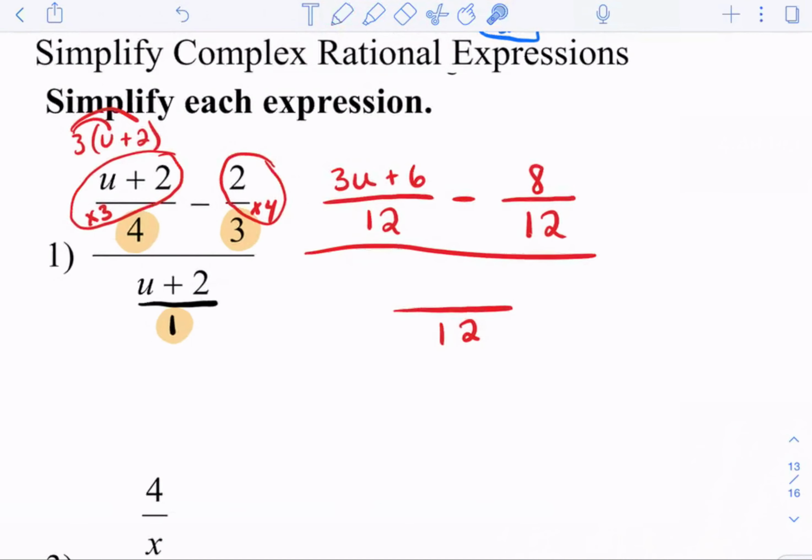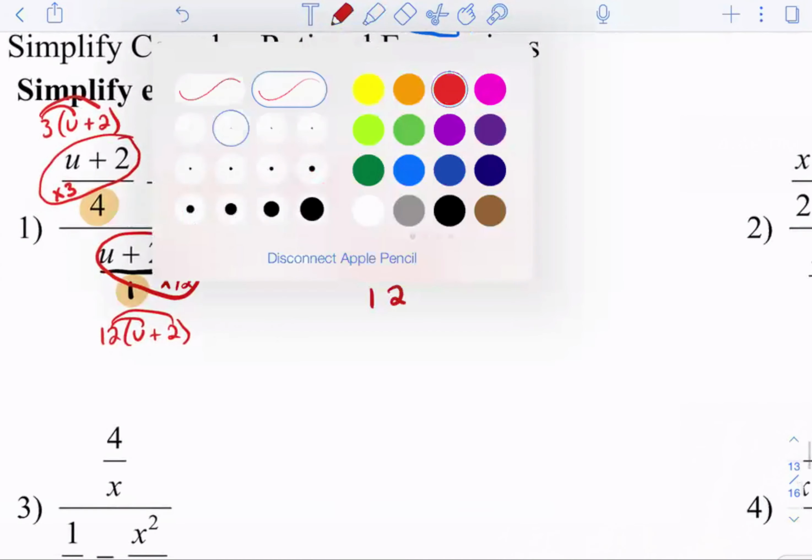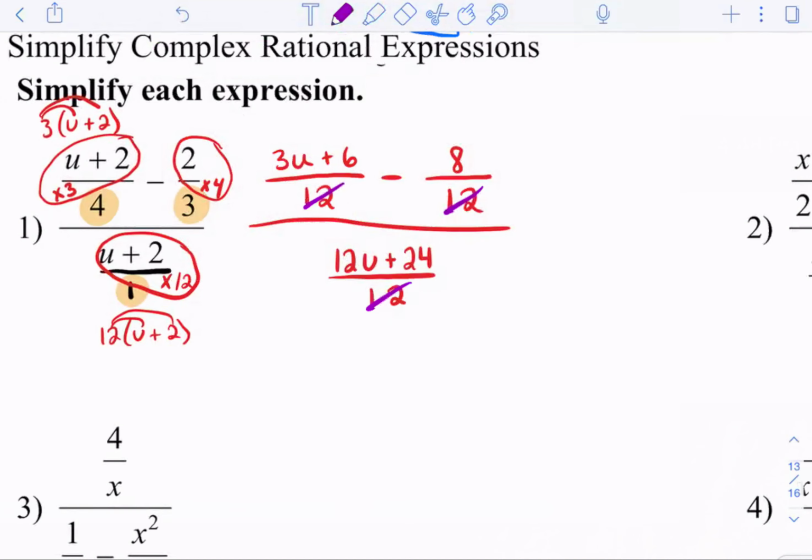And then over here, to get from 1 to 12, I had to multiply by 12. So now the whole numerator, don't forget to distribute, needs to be multiplied by 12. If you need to write it on the side, you could do that because you need to distribute. It becomes 12u plus 24. So now that all the denominators are the same, we can reduce. All we're left with in the numerator is 3u plus 6 minus 8 over 12u plus 24.